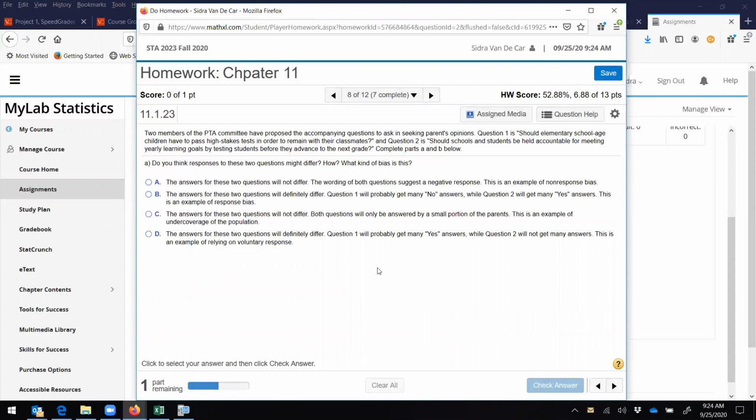Two members of the PTA committee have proposed the accompanying questions to ask in seeking parents' opinions. Question 1 is, should elementary school age children have to pass high-stake tests in order to remain with their classmates? And question 2 is, should schools and students be held accountable for meeting yearly learning goals by testing students before they advance to the next grade?